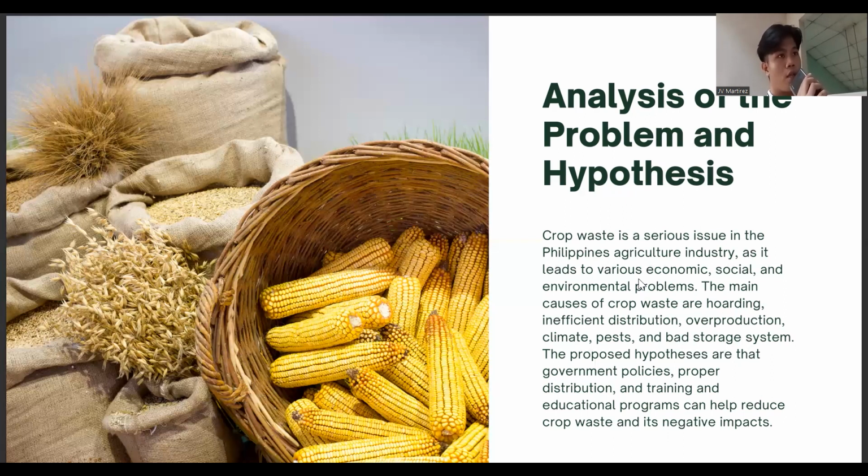Proper distribution is the efficient and effective delivery of agricultural products from farms to consumers using appropriate infrastructure, technology, or logistics. This can include roads, vehicles, warehouses, cold chains, or traceability systems, which can reduce delays, damages, or losses of crops along the supply chain. Training and educational programs are activities or interventions that provide knowledge, skills, or awareness to farmers, traders, or consumers on how to prevent, reduce, or manage crop waste. This can include workshops, seminars, campaigns, or demonstrations, which can improve the practices, behaviors, or attitudes of the stakeholders involved in the crop waste problem.